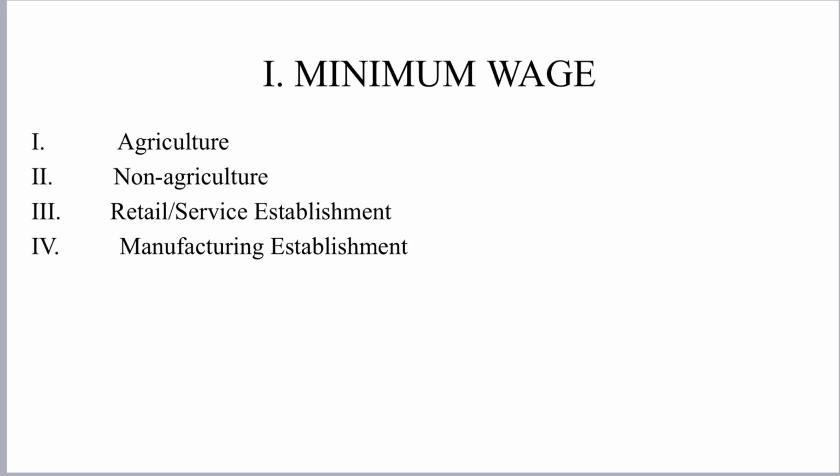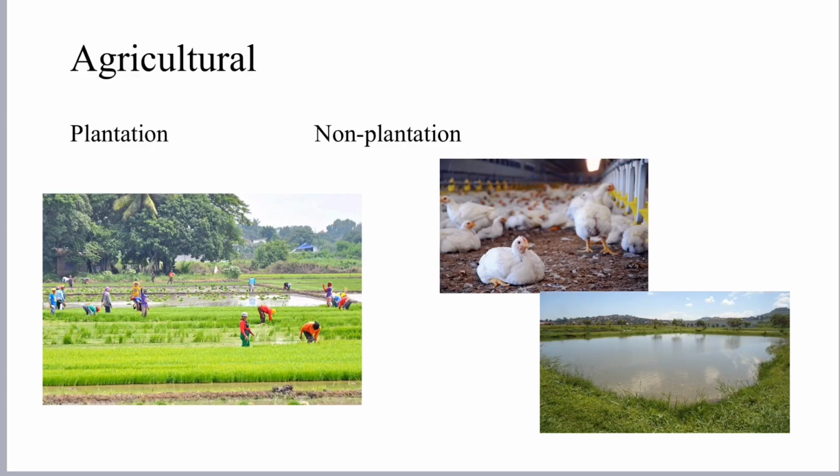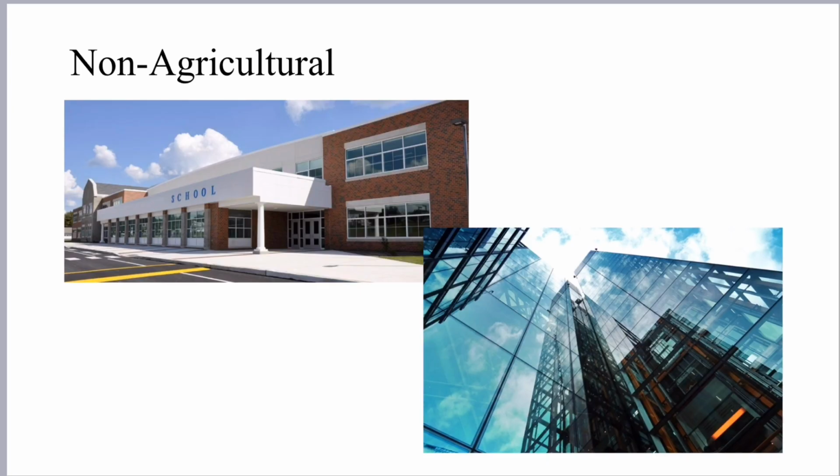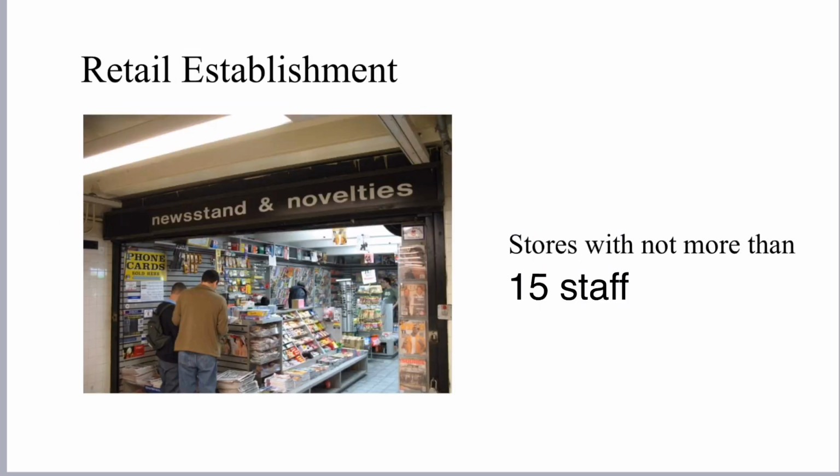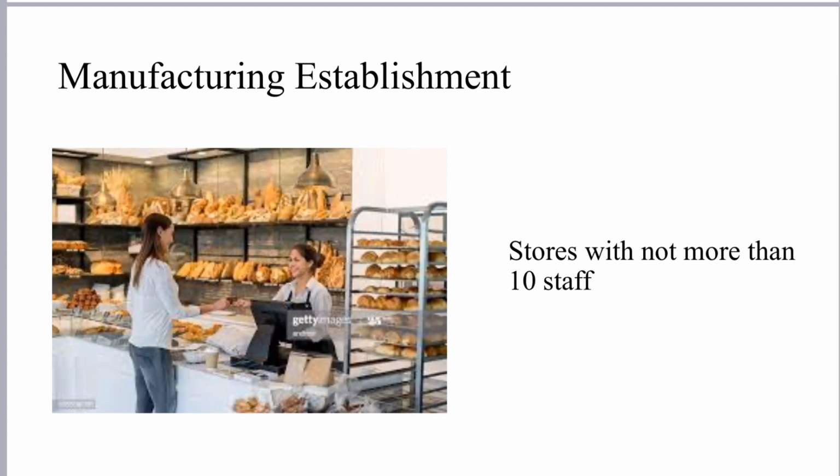To understand the set minimum wage rate of your location, you must first classify the category of your business to whether you are under agriculture, non-agriculture, retail, or service establishment, and manufacturing establishments. Basically, agricultural business is subclassified into plantation and non-plantation. It could be farming, poultry, aquatic fishing, fish ponds, factory, and the likes. When it comes to non-agricultural, it could be academic institutions, hospitals, and other corporate companies. Retail establishments are commonly stores with not less than 15 staff. And lastly, a manufacturing establishment that produces goods should have not more than 10 staff.